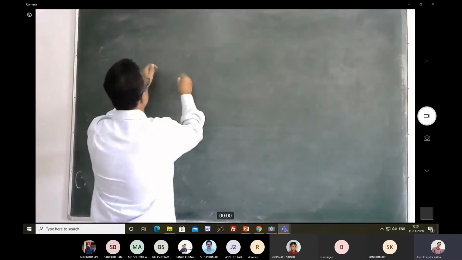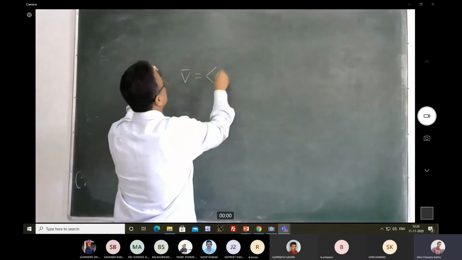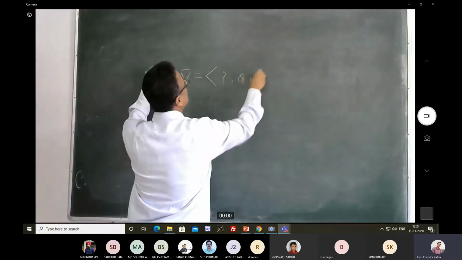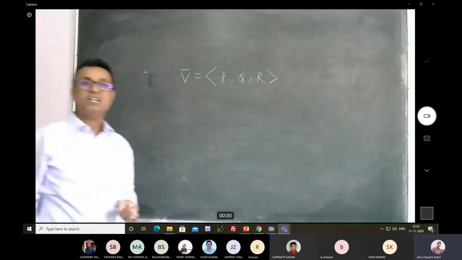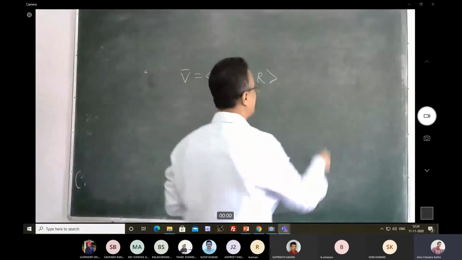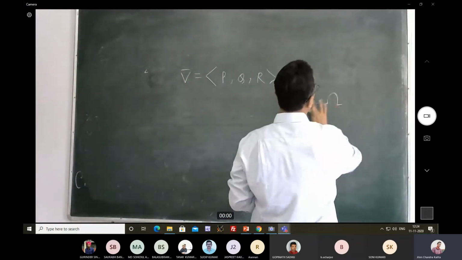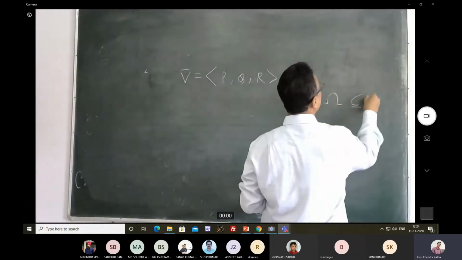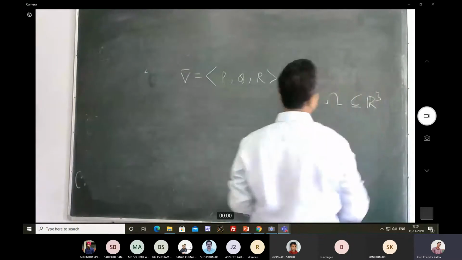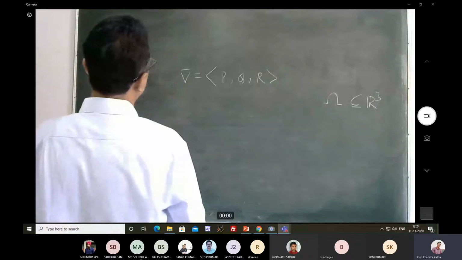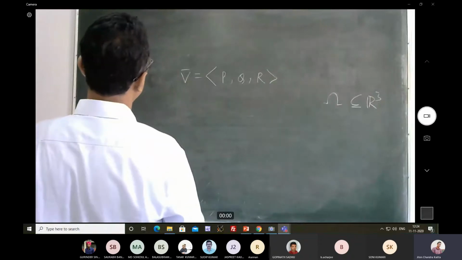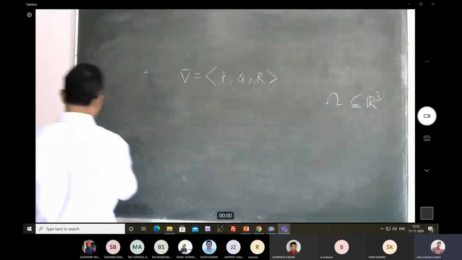Okay, fine. So now, suppose the vector field is given by P, Q, R. So basically, P, Q, R are functions of x, y, and z, and I have defined them in some region omega, which is a subset of R3. Okay, so now what is happening here?